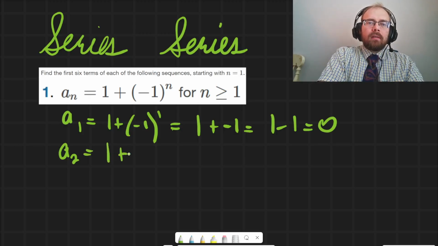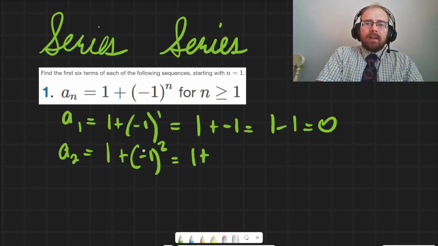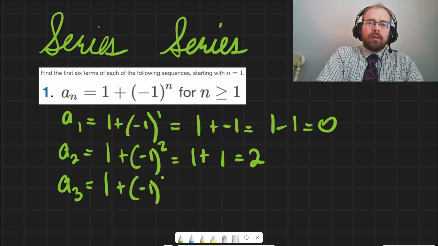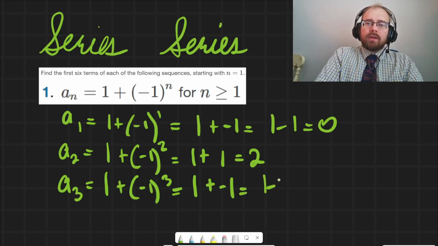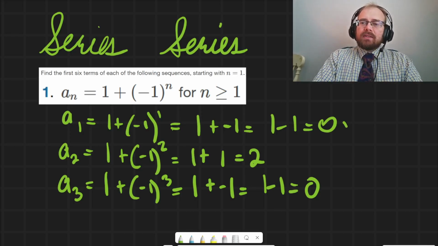So 1 plus (-1) to the 2. The only n in A sub n is the n in the power, so that's the only one. 1 plus, and then -1 squared would be +1. 1 plus 1 is 2. Okay, A3: 1 plus -1 cubed. -1 cubed is -1. So that would be 1 plus -1, which is 1 minus 1, which is 0. And now, hopefully you can see that pattern. These two are the same.